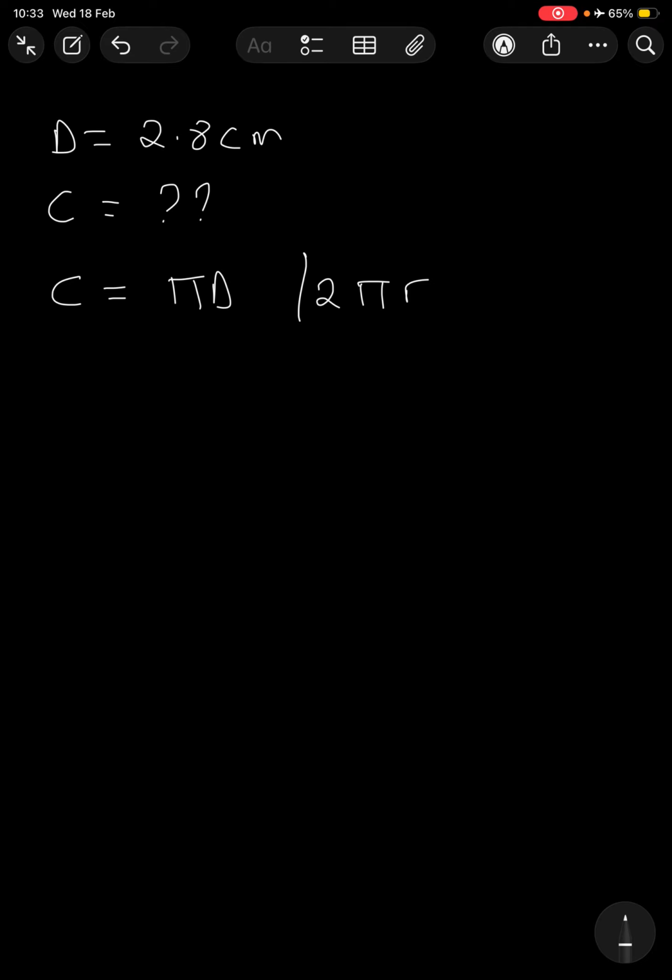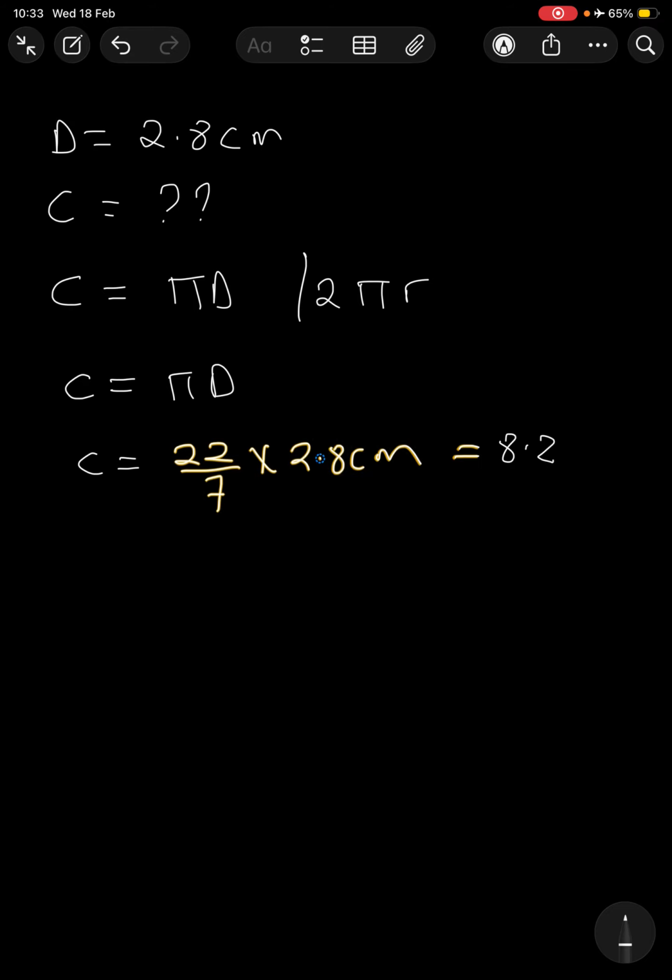We can start with circumference as pi d. So use pi as 22/7. So circumference is equal to 22/7 times the diameter, which is 2.8 centimeters. So use your calculator, 22/7 times 2.8. So I got 8.8 centimeters.